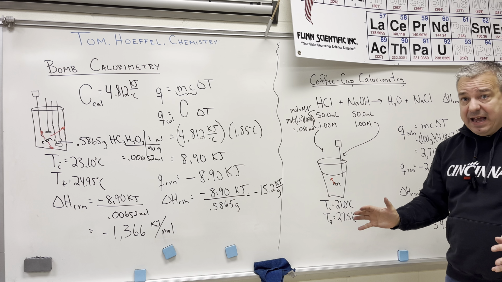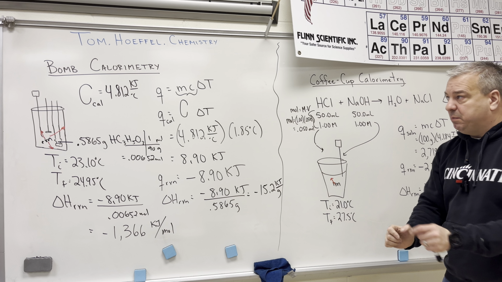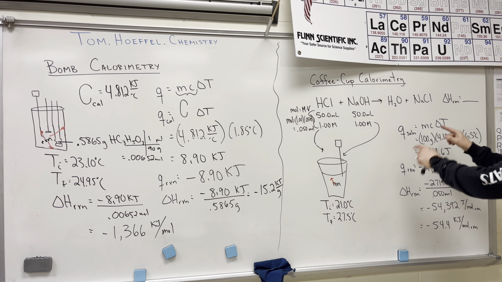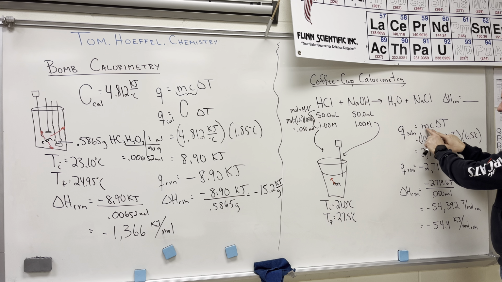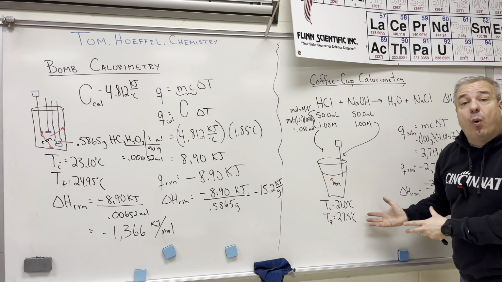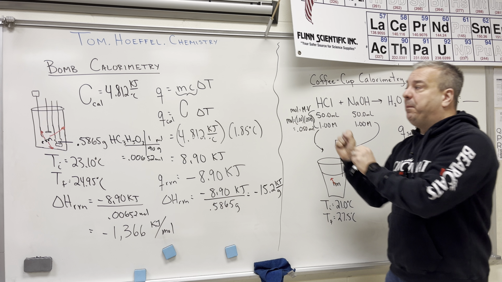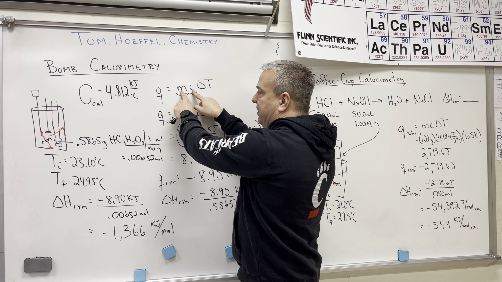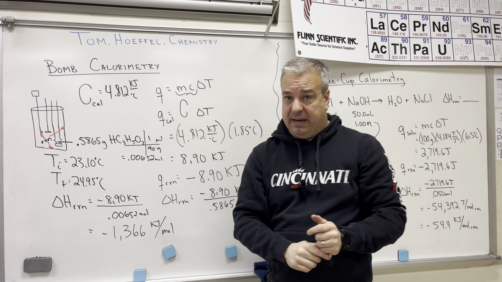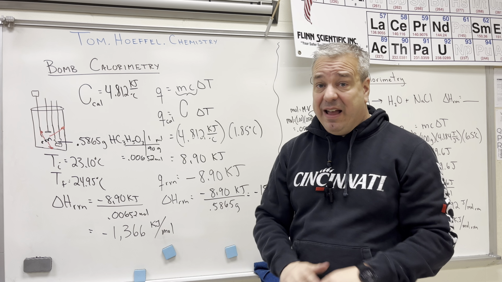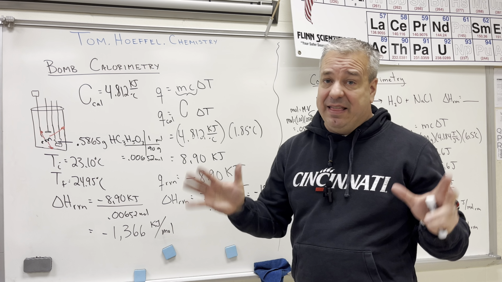So once again, the major difference between bomb calorimetry and coffee cup calorimetry is that coffee cup calorimetry uses the mass of the water and the specific heat of the water or solution, where bomb calorimetry substitutes out the mass and the specific heat for heat capacity. But other than that, they're very, very similar, okay? And they work out exactly in the same manner.